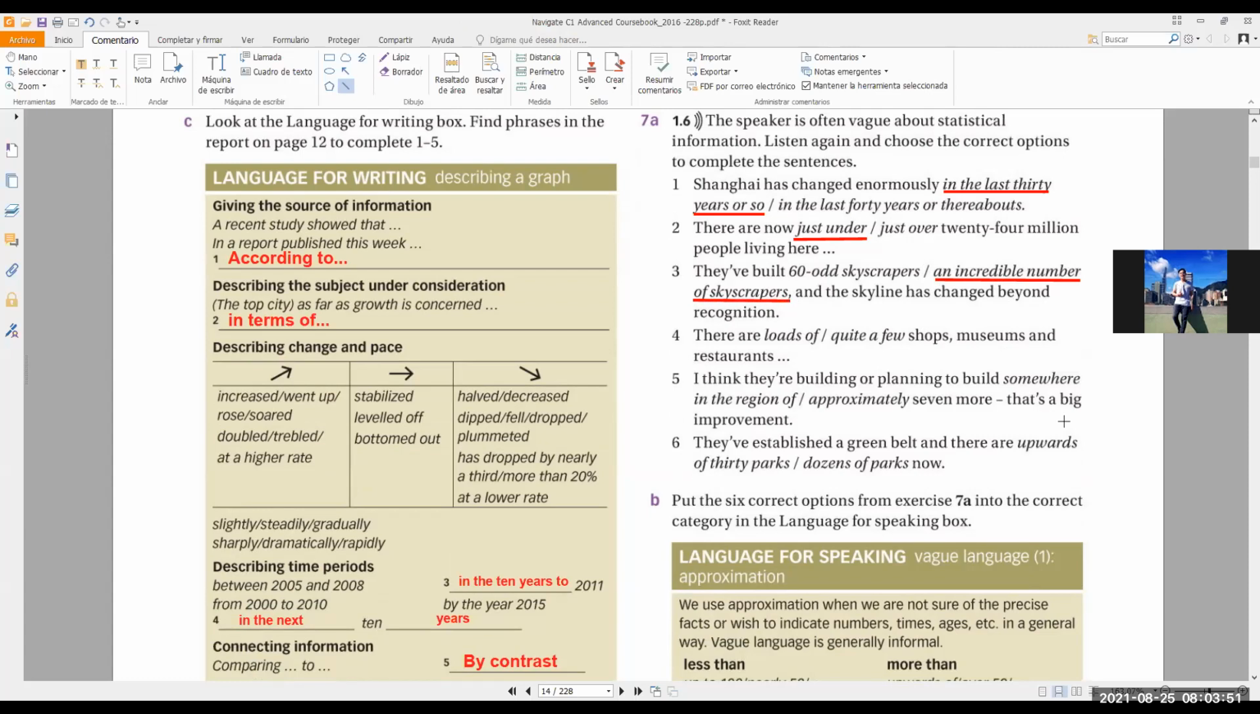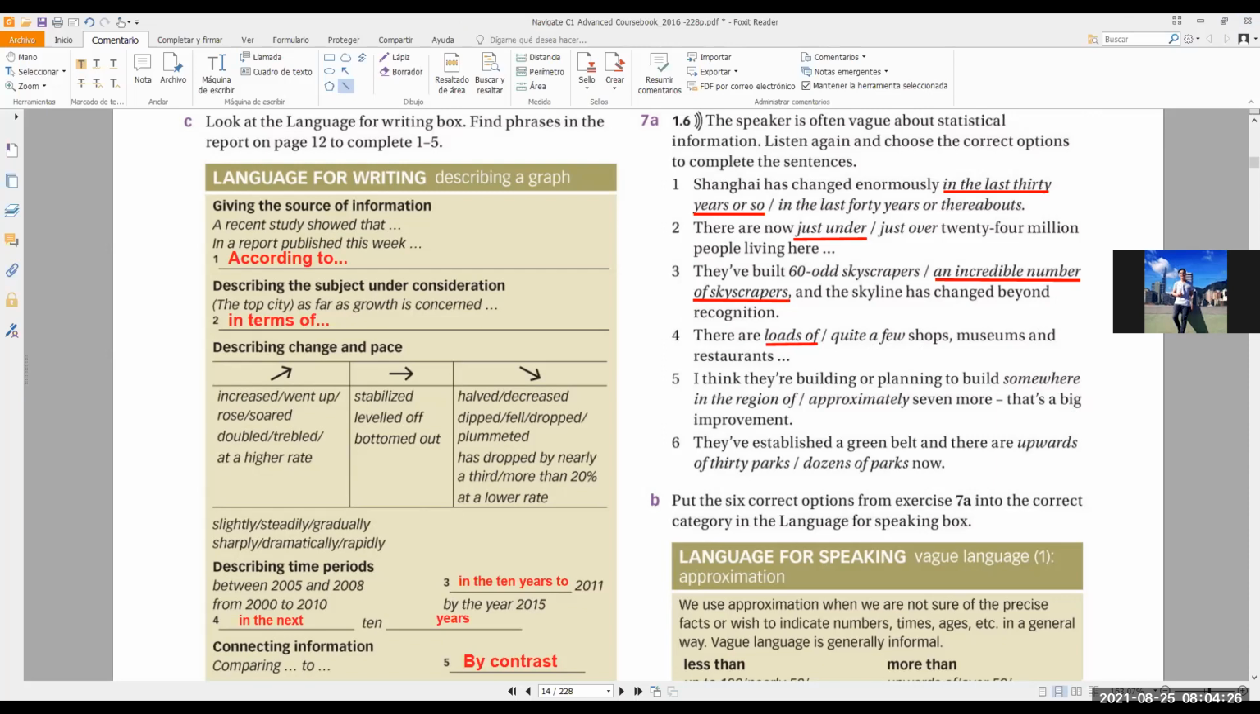Of course, we would use it only with countables, right? Nice. We've got something similar, an expression that would also work that way in number 4. What was number 4, guys? There are loads of, right? Loads of. Same thing here, guys. It works pretty much like an incredible number of. So there are loads of shops, museums, just a way to say there are many, right?